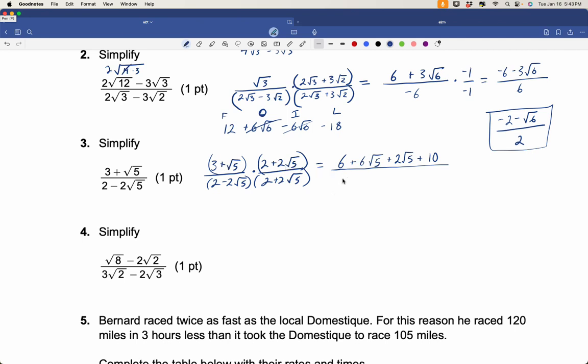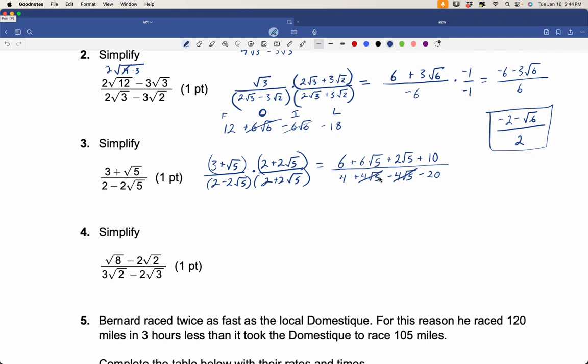Here's the second two binomials. You're going to get 2 times 2, that's 4. And then you're going to get 2 times positive 2 times square root of 5. So that's going to be plus 4 times square root of 5. Negative 2 times square root of 5 times 2 is a negative 4 times square root of 5. Negative 2 times positive 2 is negative 4 times square root of 5 times square root of 5 is 5. So negative 4 times 5 is a negative 20. Notice the inner and the outer terms cancel. Always. You can always get rid of those.